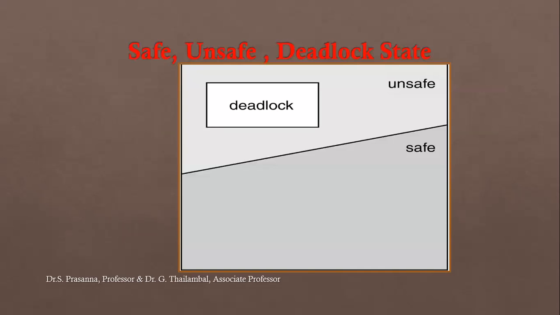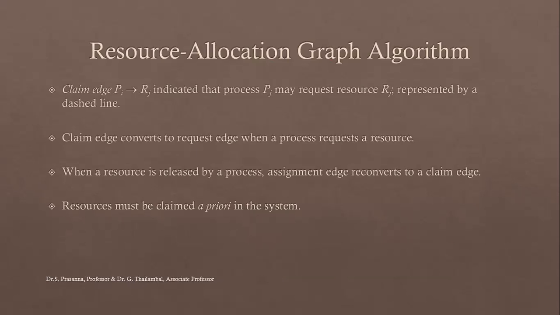So this is the diagrammatic representation of safe, unsafe and deadlock states. When it is in a deadlock state, the process is in an unsafe state. When it is in a safe state, there won't be any deadlock. Resource allocation graph algorithm: a graph is maintained for the resource allocation. You have a claim edge Pi to Rj, indicating that process Pi may request resource Rj, represented by a dashed line. A claim edge can be represented in the graph algorithm with a dashed line. So this dashed line represents that the particular process may request the resource in the future.